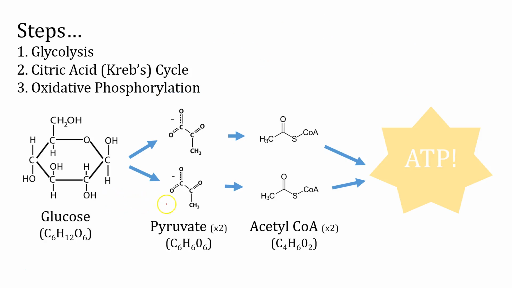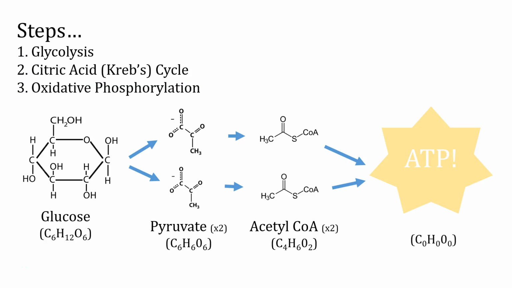You take glucose, you break it down to 2 pyruvate, you break it down further into the acetyl-CoA, and then use it to make ATP. Now, what I want to start with here is actually the final step, because this is one of the more complex steps. And it helps to just jump right into that complexity, and then hopefully once that's understood, the first two steps will make a little bit more sense.